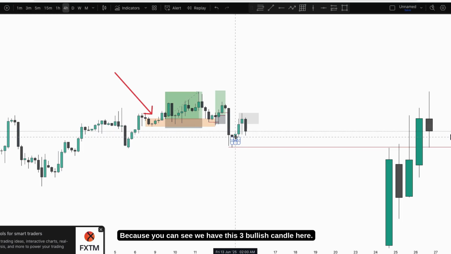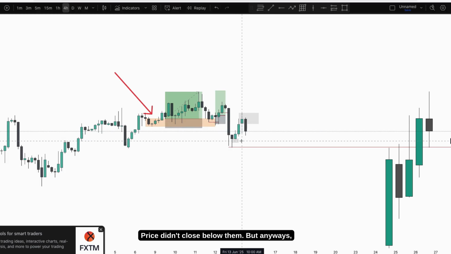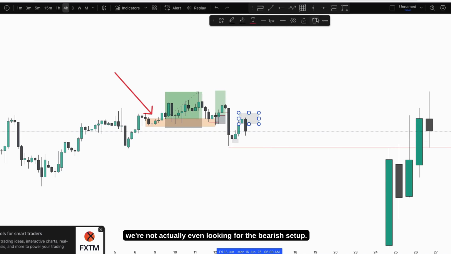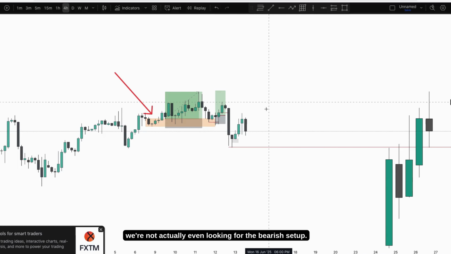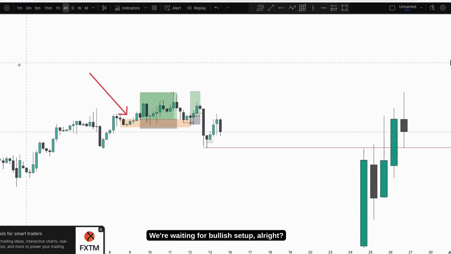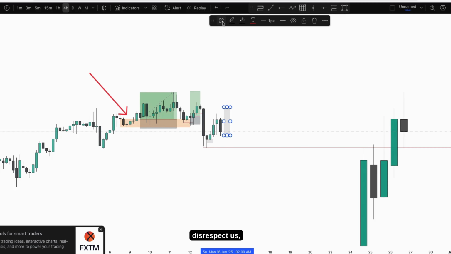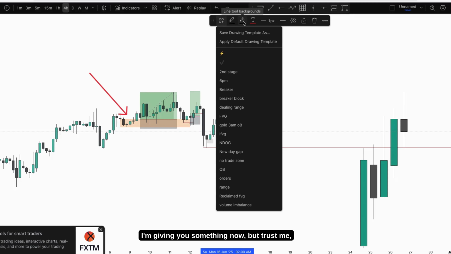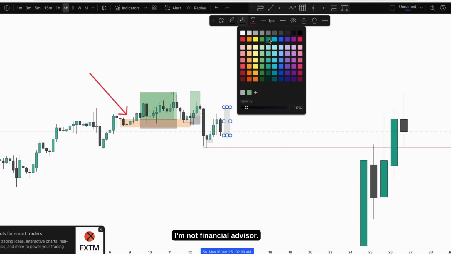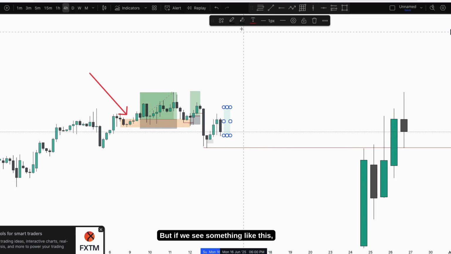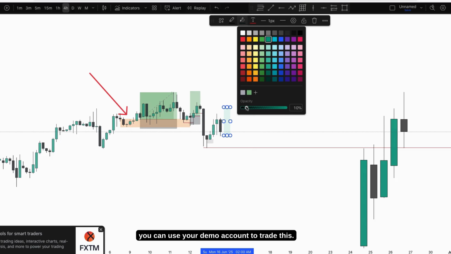Why? Because you can see we have these 3 bullish candles here. Price didn't close below them. But anyways, we're not actually even looking for the bearish setup. We're waiting for bullish setup, all right? Whereby if price can disrespect this, I'm giving you something now, but trust me, I'm not a financial advisor, all right? But if we see something like this, you can use your demo account to trade this.